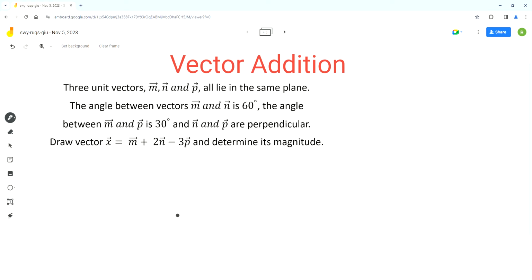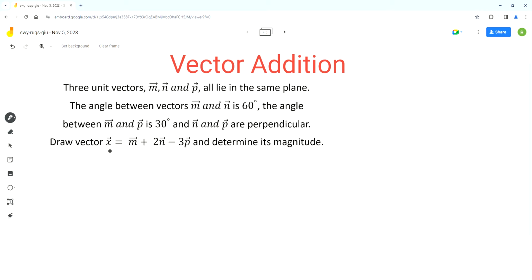So in this video, we'll solve this thinking word problem based on the concepts of vector addition. As per the problem, three unit vectors m, n and p all lie in the same plane. The angle between vectors m and n is 60 degrees and the angle between vectors m and p is 30 degrees, and n and p are perpendicular. So we have to draw vector x, which is equal to m plus 2n minus 3p, and determine its magnitude. So we have to find the magnitude of vector x.